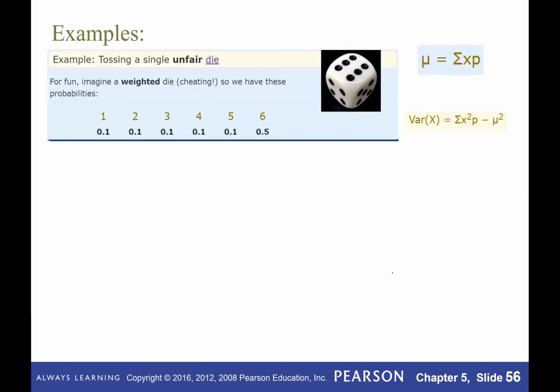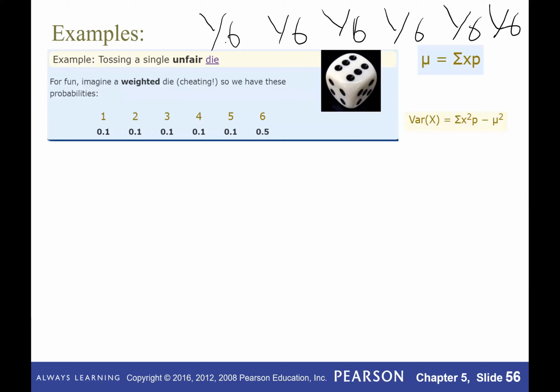Tossing a single unfair die. So this is not a fair die. For a fair die, we know the corresponding probability for each possible outcome is 1/6. Right? For 1, it will be 1/6. For 2, it will be 1/6, and so on. But this is an unfair die, so that's why we have different probabilities.